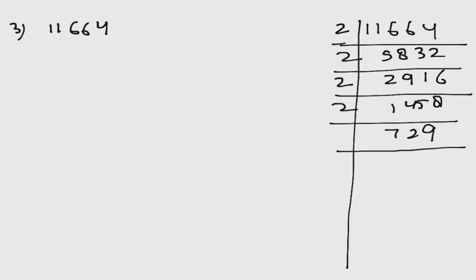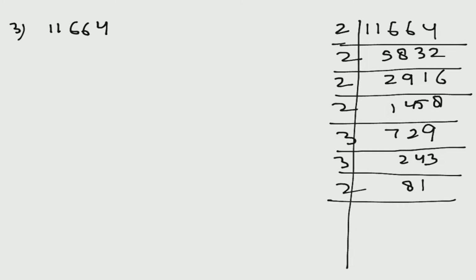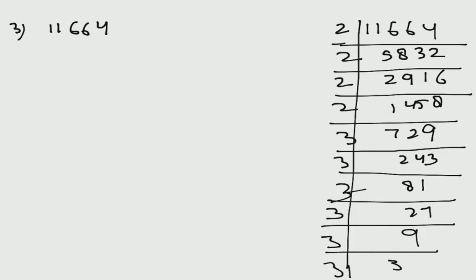Now this number is divisible by 3. It will give us 243. Then it gives us 81. Then it will be 27. Then 9 and 3, and we will stop over here. So now we will write all the prime factors. 2 is 4 times. Then we have 1, 2, 3, 4, 5, 6 times 3.